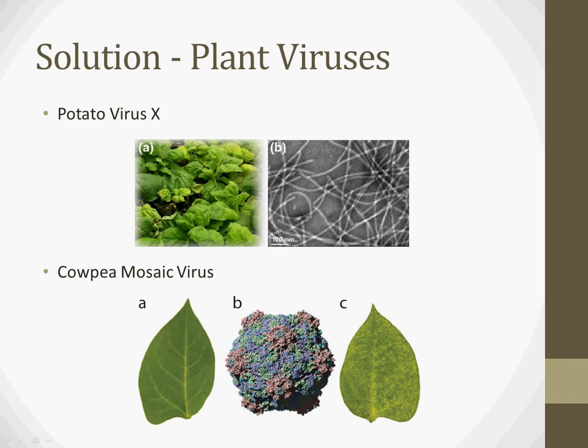The two viruses were tested in preclinical animal tumor models in this article. And as you can see here in the top image, the Potato Virus X is extremely, I call it worm-like, but filament-like, versus the cowpea, which is more spherical.